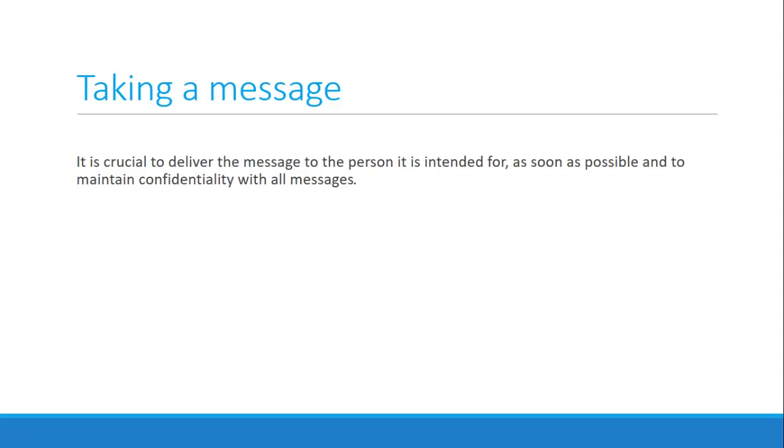And of course, the next most important thing that you need to keep in mind is to maintain confidentiality with all messages. So you might get messages to your friend, you might get messages to your manager, right? Just because there are differences in the position that they hold in the company, that doesn't mean that confidentiality should be maintained only for messages that a manager received. No, that's not true. Whatever message you get, whether it's for your friend or for a manager, make sure that you try to maintain confidentiality with all the messages that you receive.